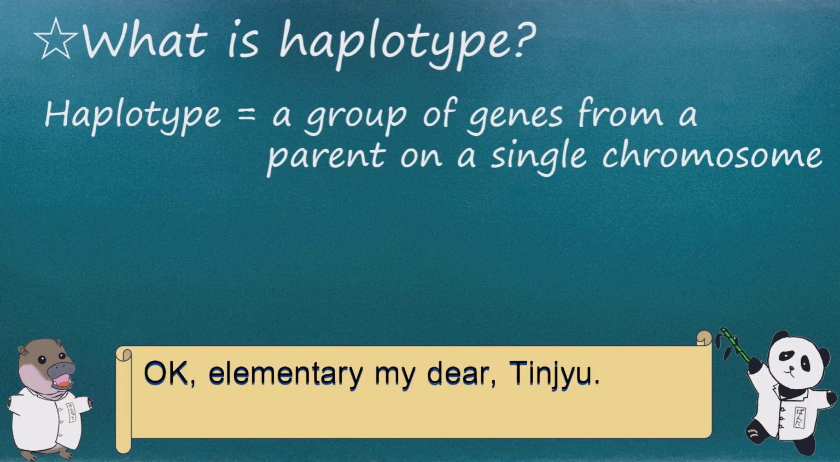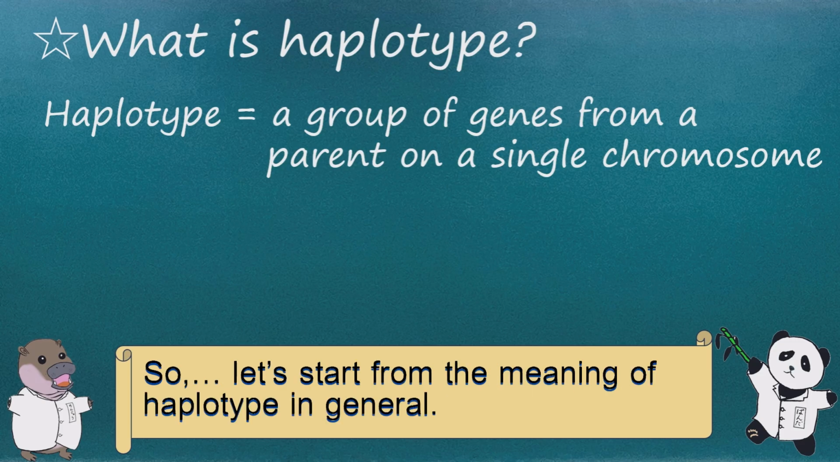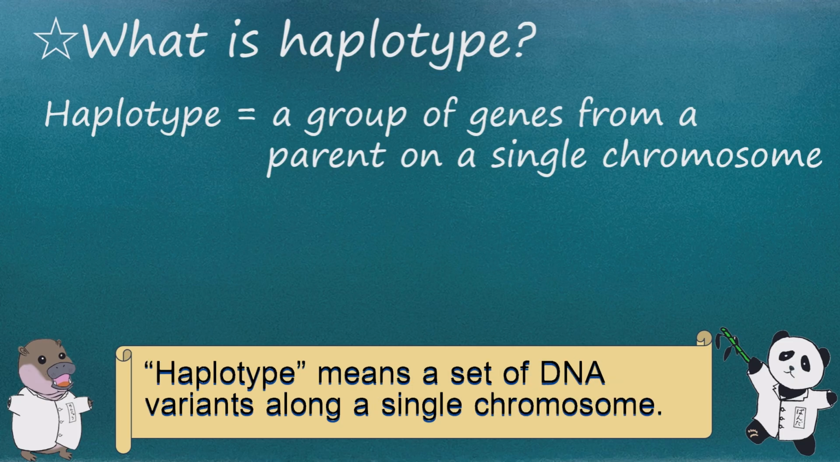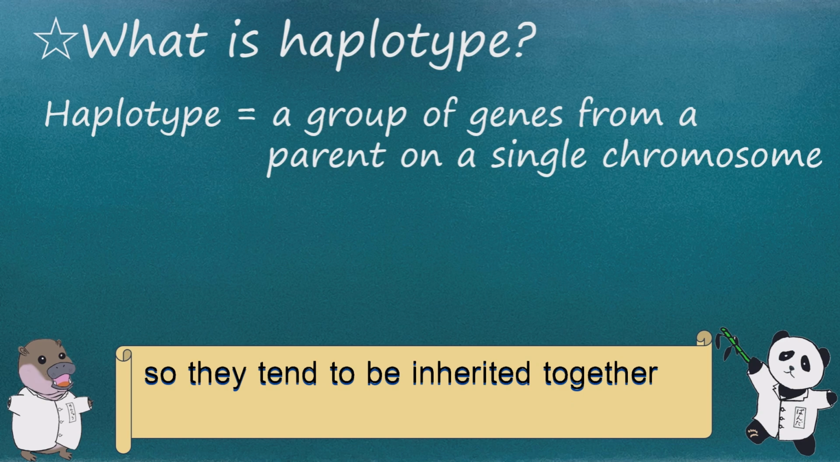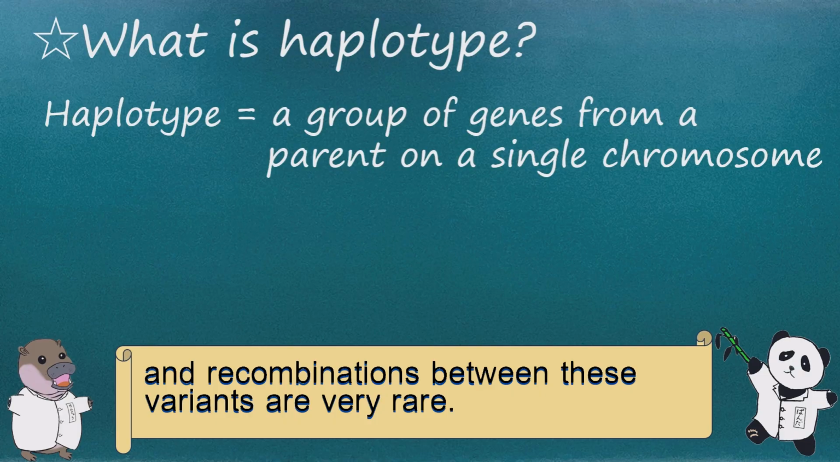Okay, elementary, my dear Chinju. So, let's start from the meaning of haplotype in general. Haplotype means a set of DNA variants along a single chromosome. Genes of a haplotype are often close to each other on the chromosome, so they tend to be inherited together, and recombinations between these variants are very rare.